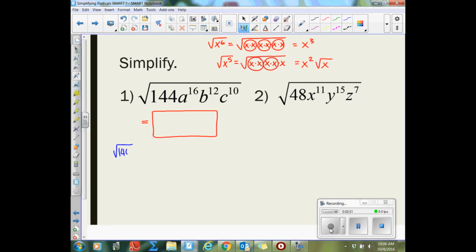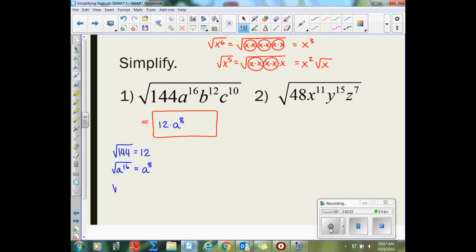The square root of 144 is 12. It's a perfect square. The square root of a to the 16th, that means there are 16 factors of a. Square root wants us to find how many pairs. 16 divided by 2 is 8.